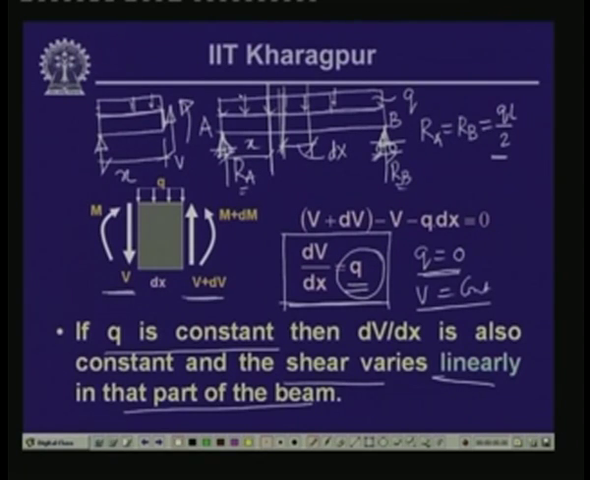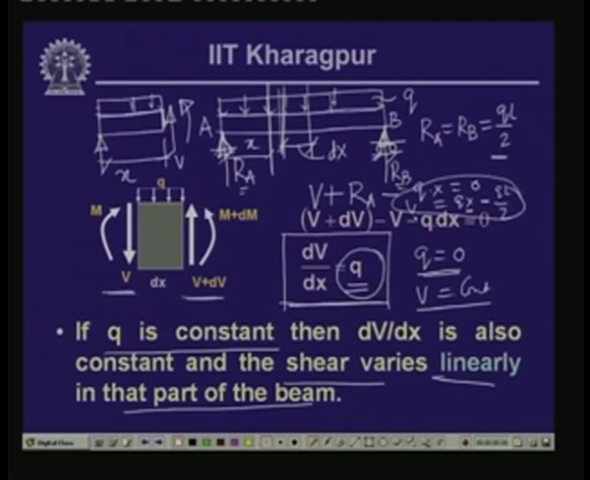Since we are talking about shear force V, if we take the vertical equilibrium, V plus R A minus Q times x equals 0. This gives us V equals Q x minus R A, which is Q L by 2. So, the variation of V, as you can see, is a function of x, and x is linearly varying in this particular equation.